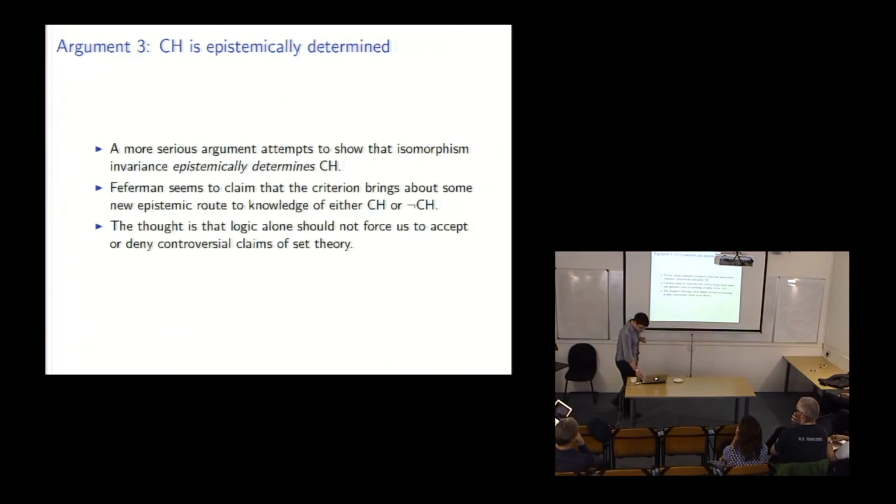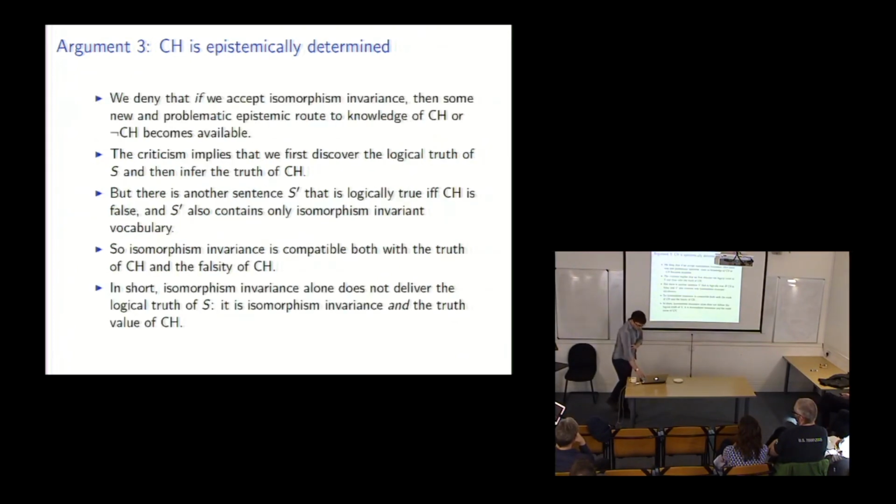Rather, I think the worry is something like the following. And I'm thinking specifically of Feferman here. Feferman seems to think that if we accept isomorphism invariance, we're going to somehow bring about knowledge either of the continuum hypothesis or of its negation. And then perhaps we've got some worry like the following one: logic alone shouldn't force us to accept or deny controversial claims of set theory. Again, if you think that logic is distinctively topic neutral, then that looks quite attractive. It shouldn't force us to accept or deny controversial claims of set theory. But I don't think it does.